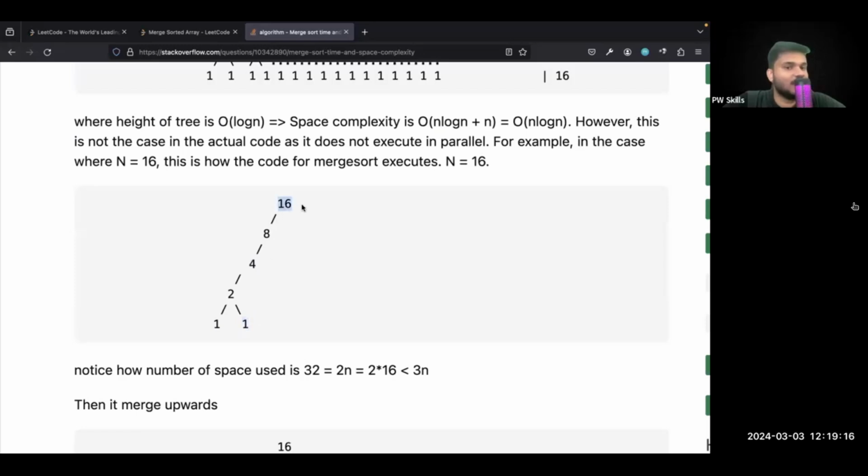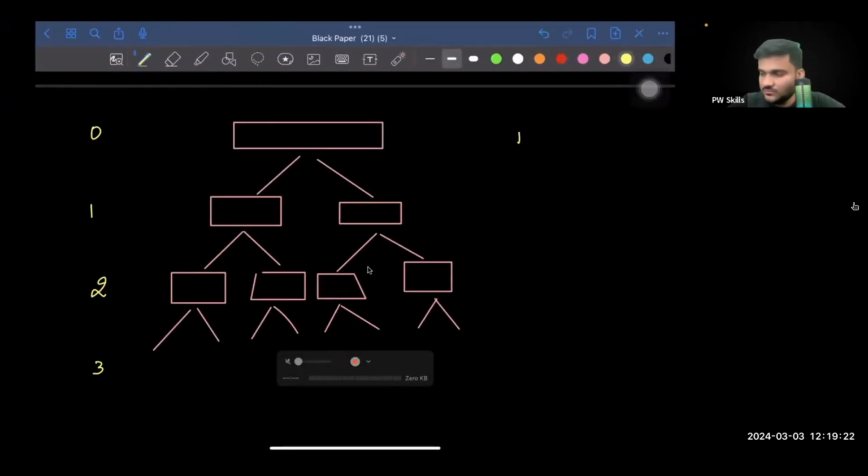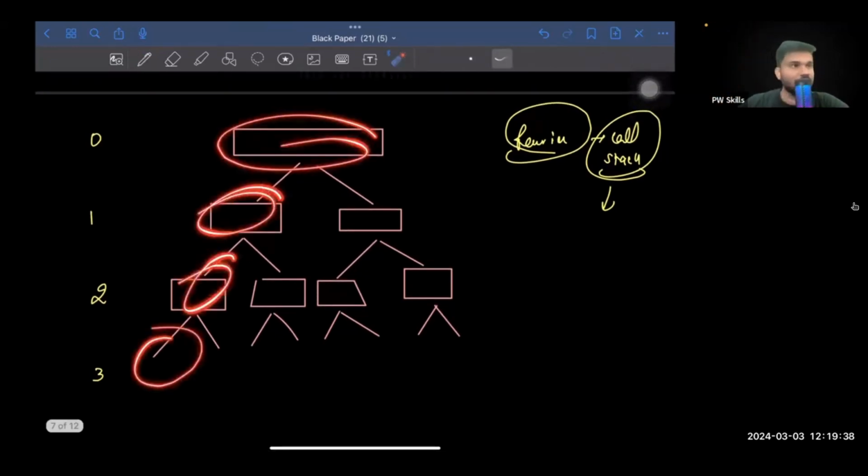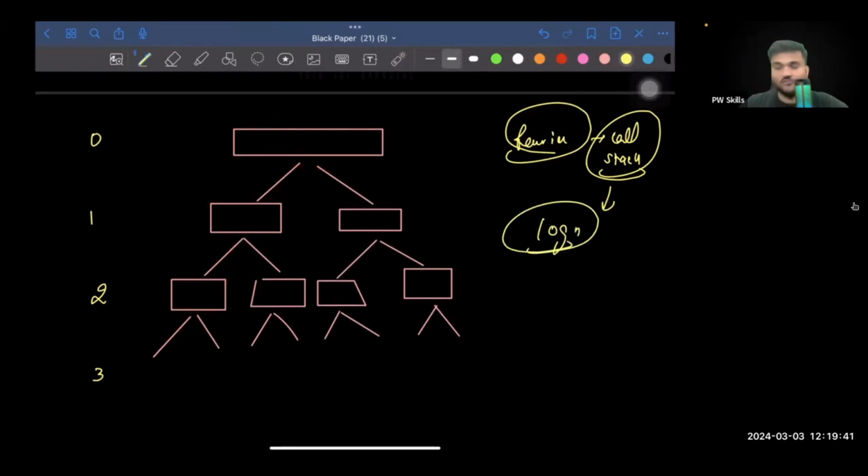So at any point of time, what is happening? There is one space of recursion, because recursion uses the call stack. How many entries will be there in the call stack? It will be equal to the number of levels. How many levels are there? Log n. So at any point of time in the call stack, you will have log n entries. Can I say that, guys?